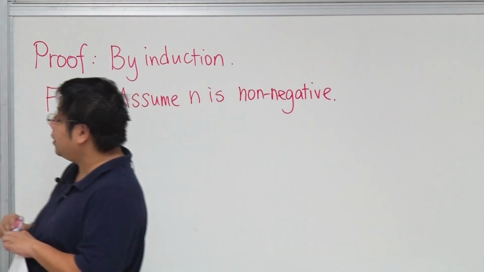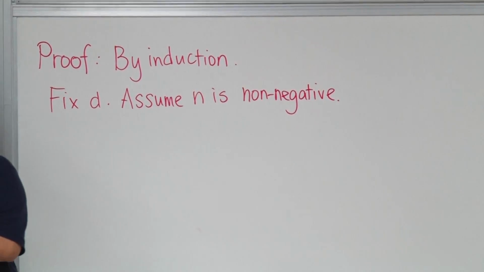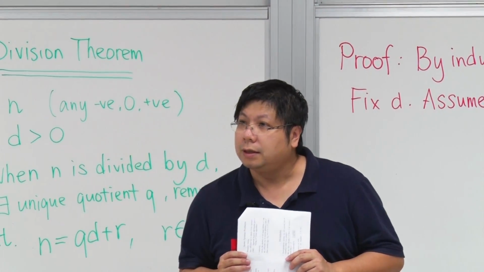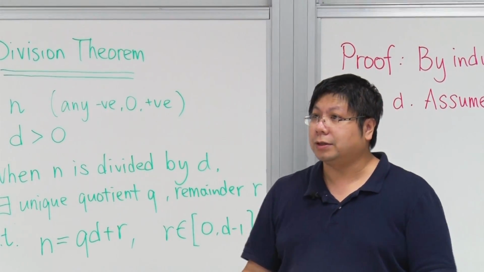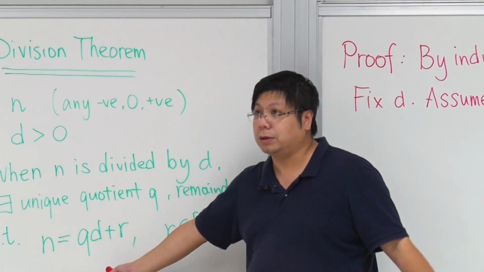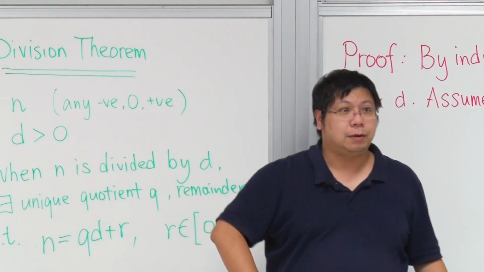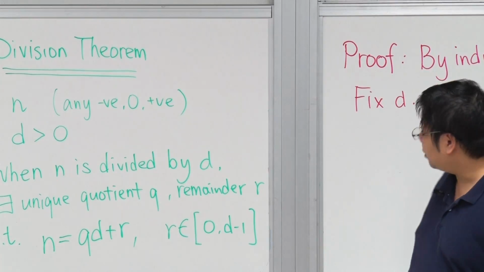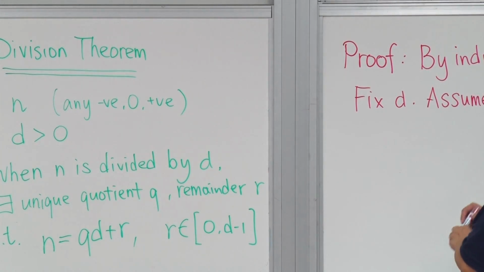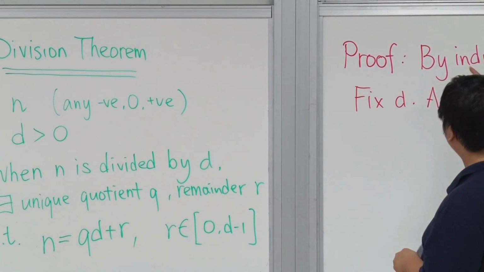Now, in this theorem, we want to show uniqueness. Showing uniqueness usually is done in 2 steps. First, we show existence: there exists Q, R such that this works. And after that, we show that this Q, R has to be unique. So usually we need to perform 2 parts. Here, we are going to show this by induction.